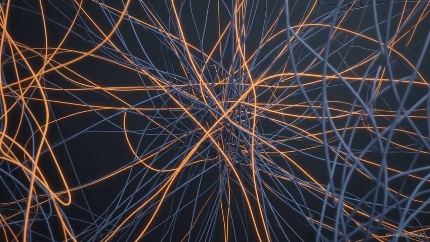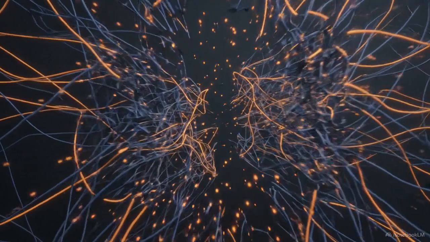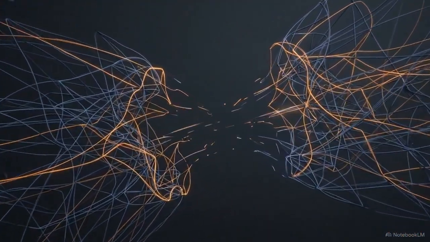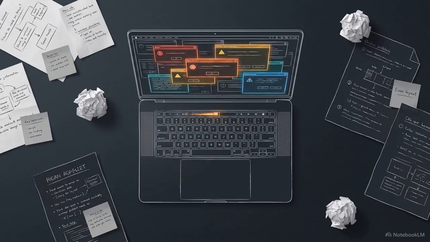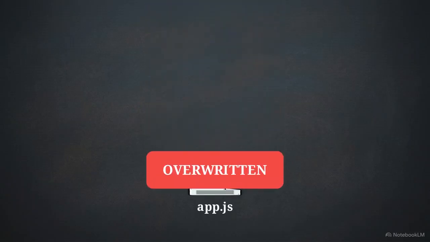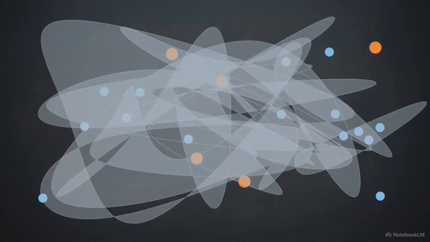As this tangled web snaps into two distinct halves, we are looking at the most common trap for new developers, treating Git and GitHub as the exact same thing. When these two tools are conflated, the result is often workflow chaos. Code is overwritten by mistake, progress is lost to accidental deletions, and histories become impossible to untangle.